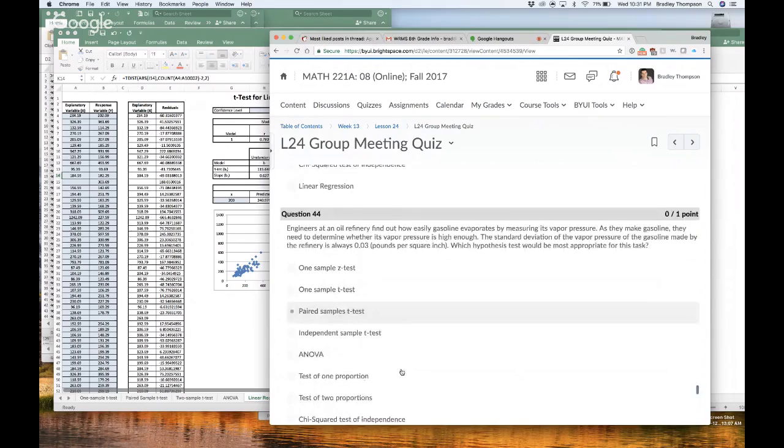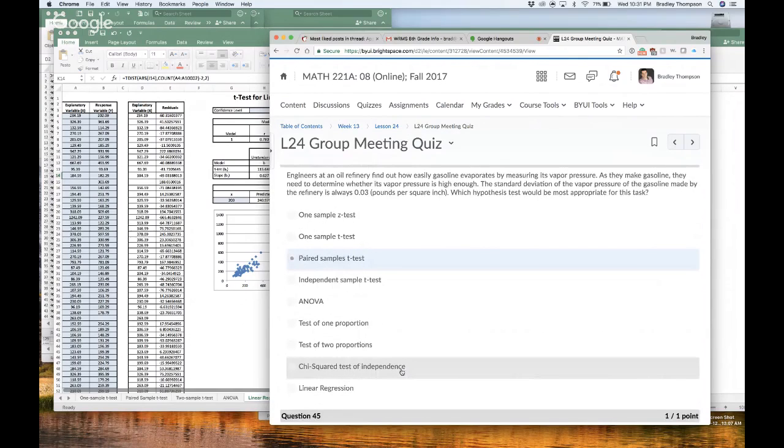I'm clueless on 44. I really don't know. Let's just put something like a one sample t-test. No. Okay, just a second. Well, all it's testing on there is the vapor pressure. Yeah. So is that a one sample t-test? That's what I would want to go with.